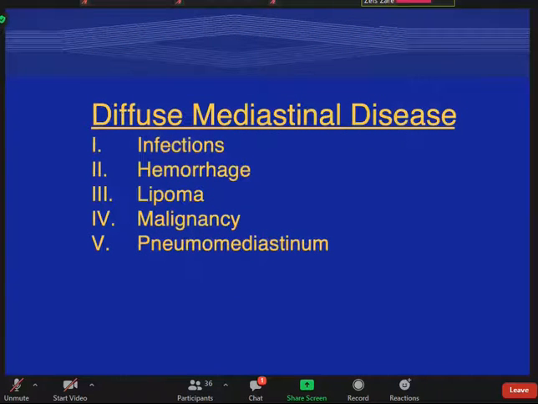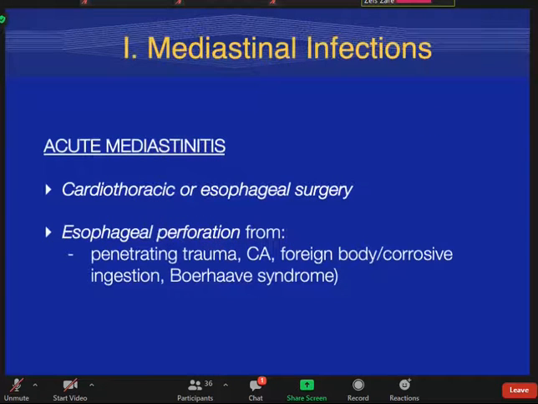Let's proceed to diffuse mediastinal disease. First, acute mediastinitis. It is caused by bacterial infection following esophageal perforation or a complication of cardiothoracic or esophageal surgery. Perforation may be from penetrating chest trauma, esophageal carcinoma, foreign body or corrosive ingestion, perforation following prolonged vomiting, like in Boerhaave syndrome.